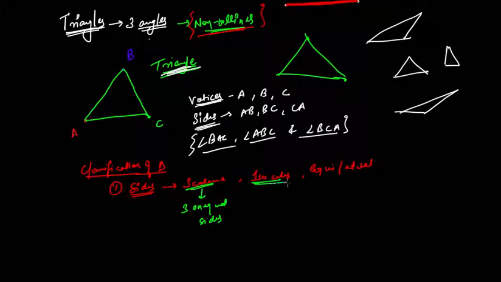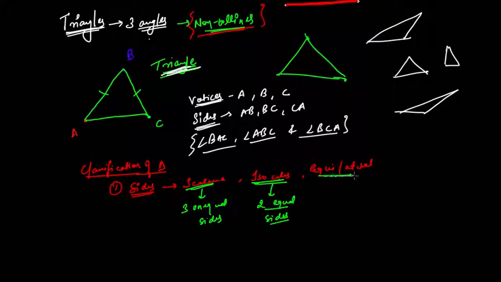Then what is an isosceles triangle? If a triangle has two equal sides, right? You take any two sides and their measurements are equal. Say in this triangle, if this and this side are equal, this is how we show that both sides are equal, then we say it is an isosceles triangle.